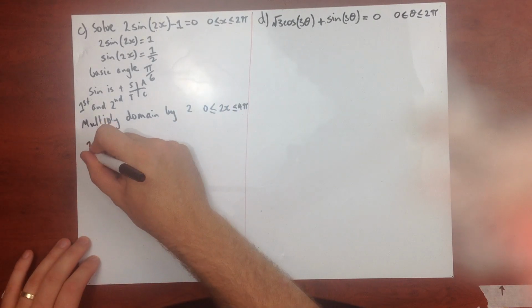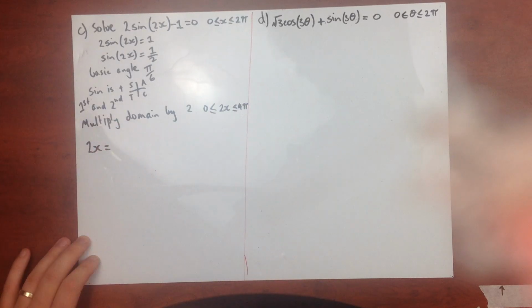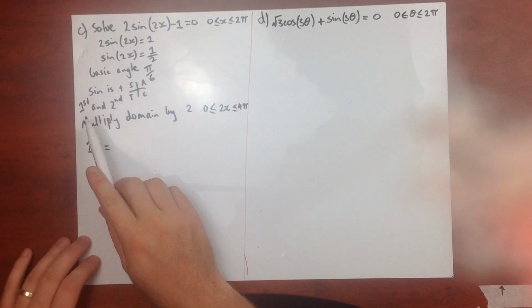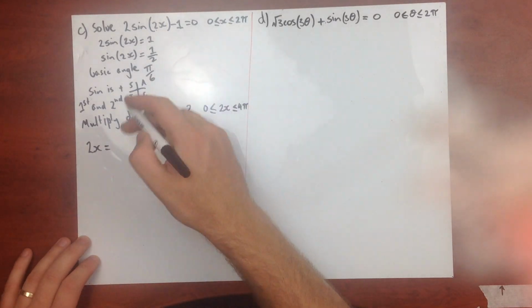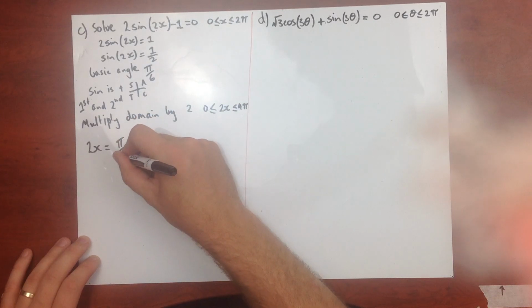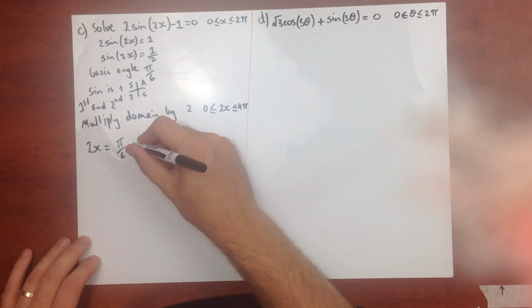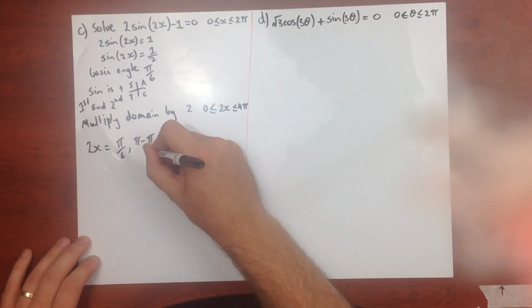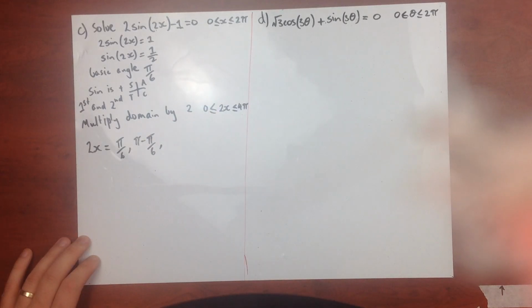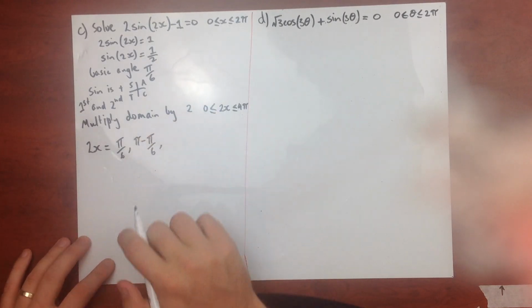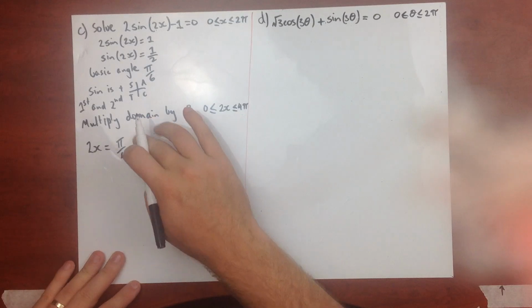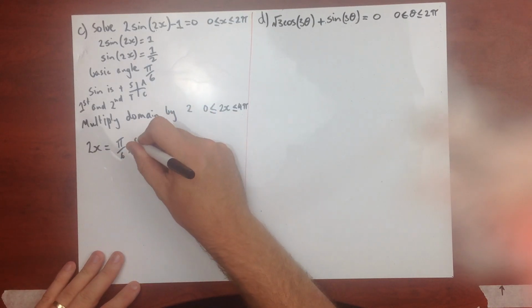So now we can say 2x is equal to, now we need our angle in the first quadrant. That's our basic angle of pi on 6. Then we need our angle in the second quadrant. And remember, our second quadrant is pi minus our basic angle of pi on 6. Pi minus pi on 6 is 5 pi on 6.